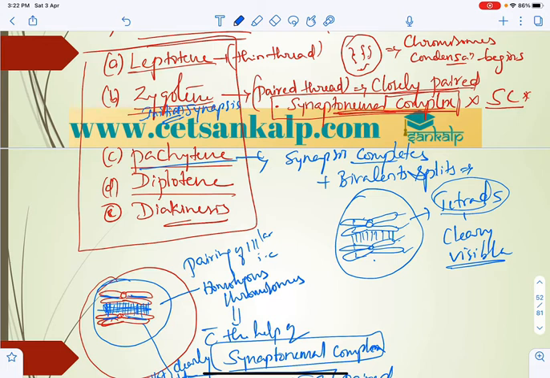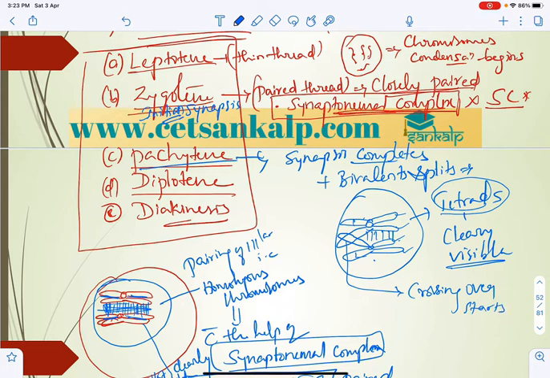And next, here we can take one more change where crossing over takes place. Just one point we can change here. As the synaptonemal complex starts to disintegrate, the non-sister chromatids fuse, or you can say the crossing over starts here. So in pachytene, crossing over starts.